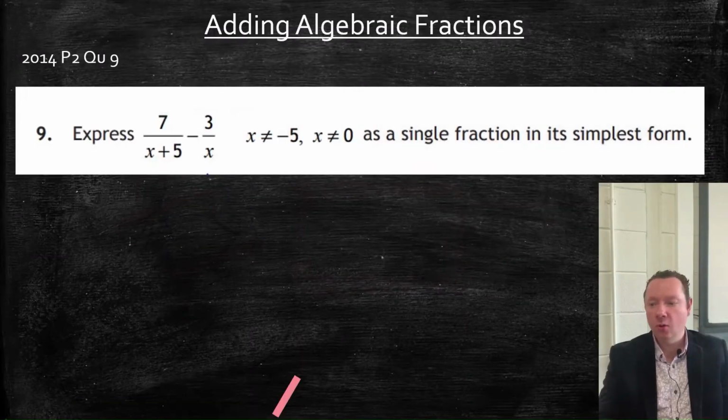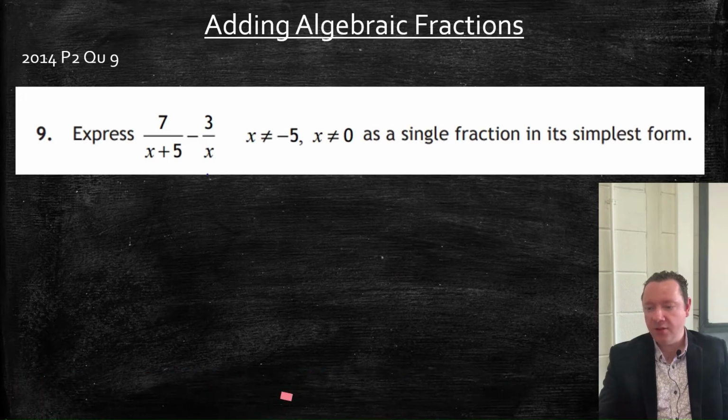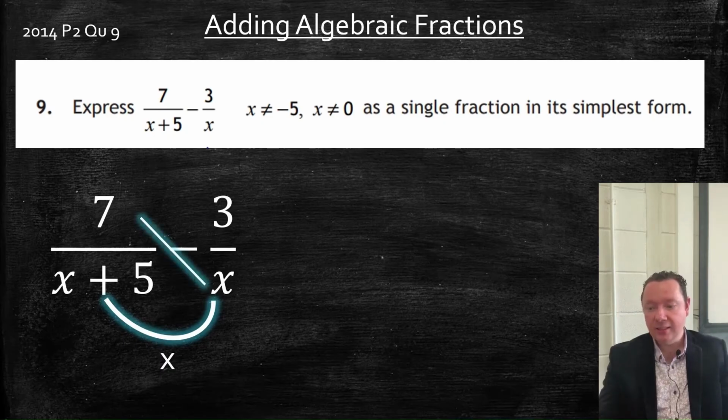2014, paper 2, question 9. It says express 7 over x plus 5 minus 3 over x as a single fraction. We're adding fractions. So here's our fractions. Common denominator, just times the denominators. Then we can do the first one times x, and the second one times x plus 5.